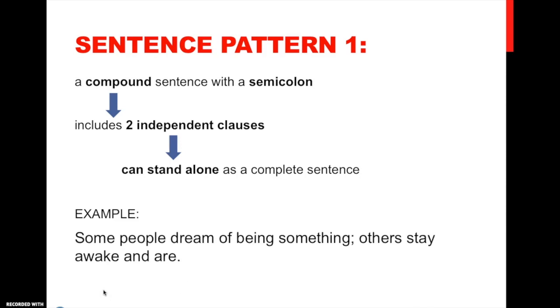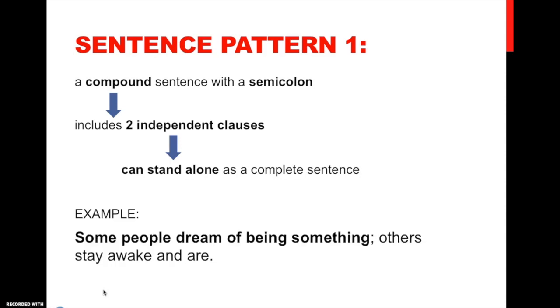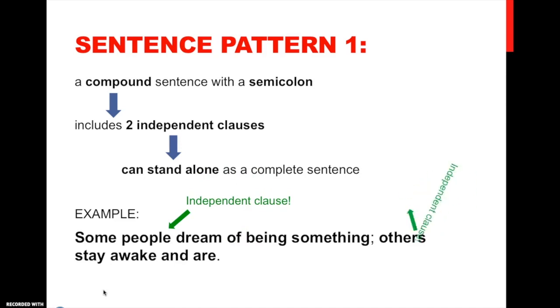Take a look at this example. Some people dream of being something; others stay awake and are. The first clause, some people dream of being something, is an independent clause. The second clause, others stay awake and are, is also an independent clause. And notice what separates these two independent clauses? Yep, it's a semicolon.